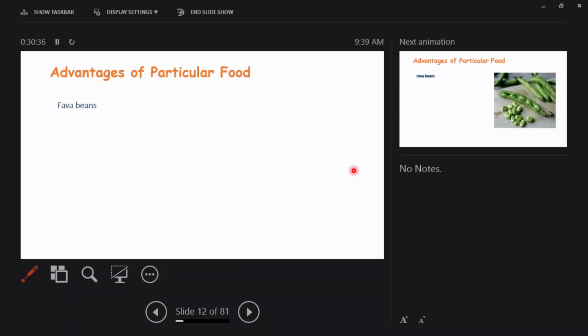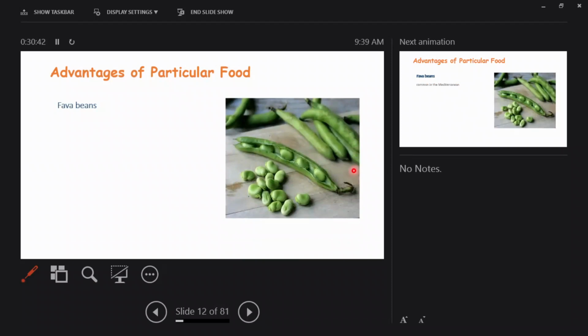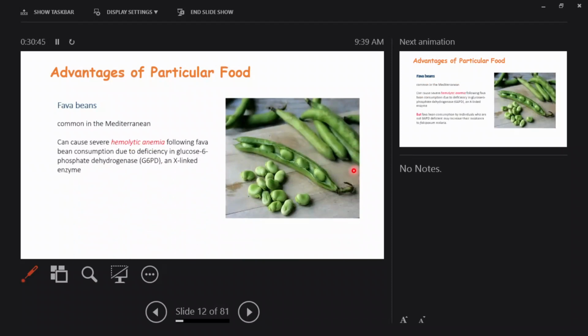Advantages of particular food. Fava beans. We are not used to fava beans in our country. Fava beans are common in the Mediterranean, right? Fava bean consumption can cause severe hemolytic anemia due to deficiency in glucose 6-phosphate dehydrogenase, or G6PD, an X-linked enzyme. So individuals with a deficiency of glucose 6-phosphate dehydrogenase, when they consume fava beans, can have severe hemolytic anemia.